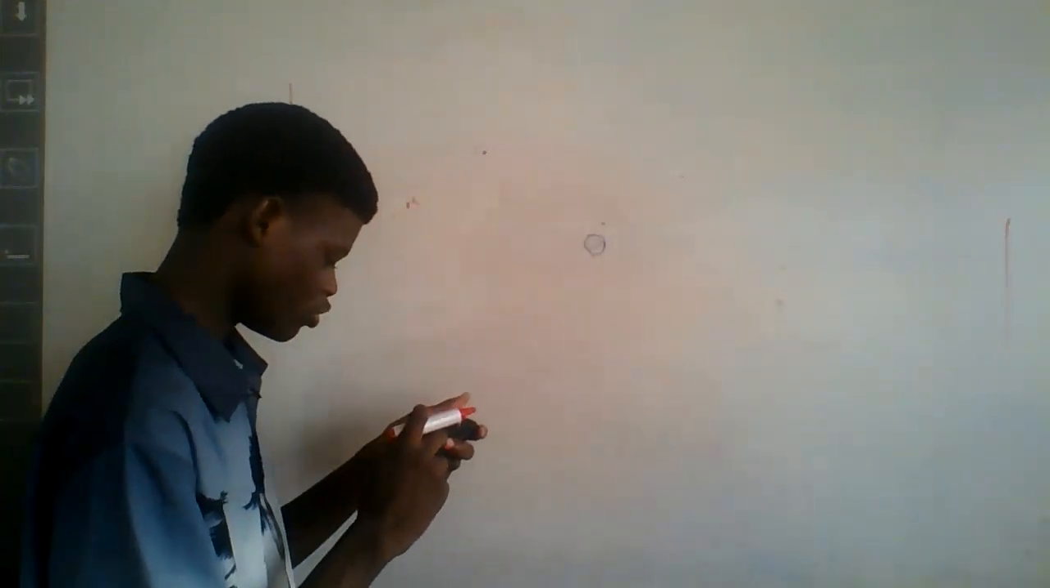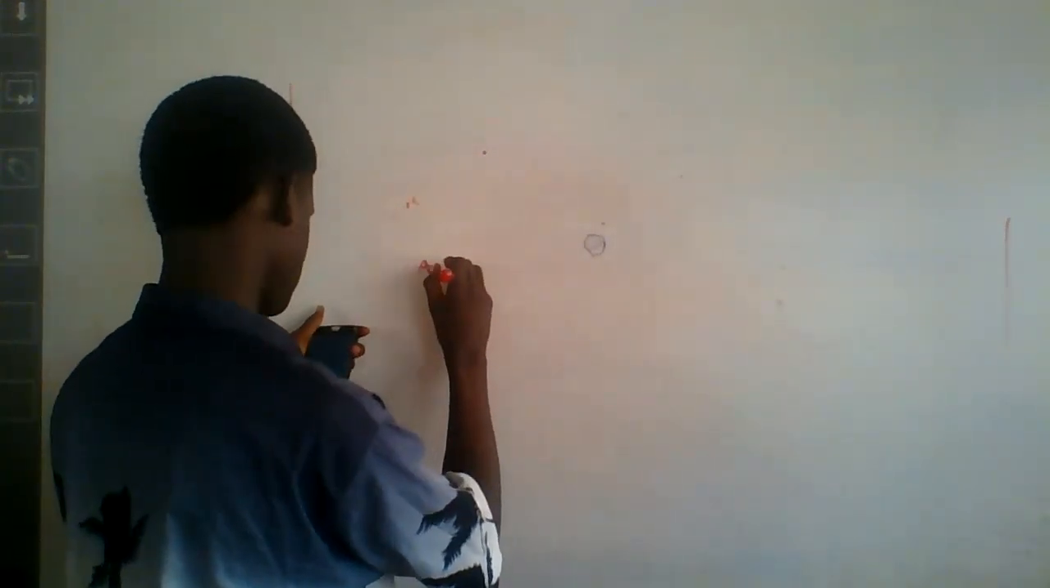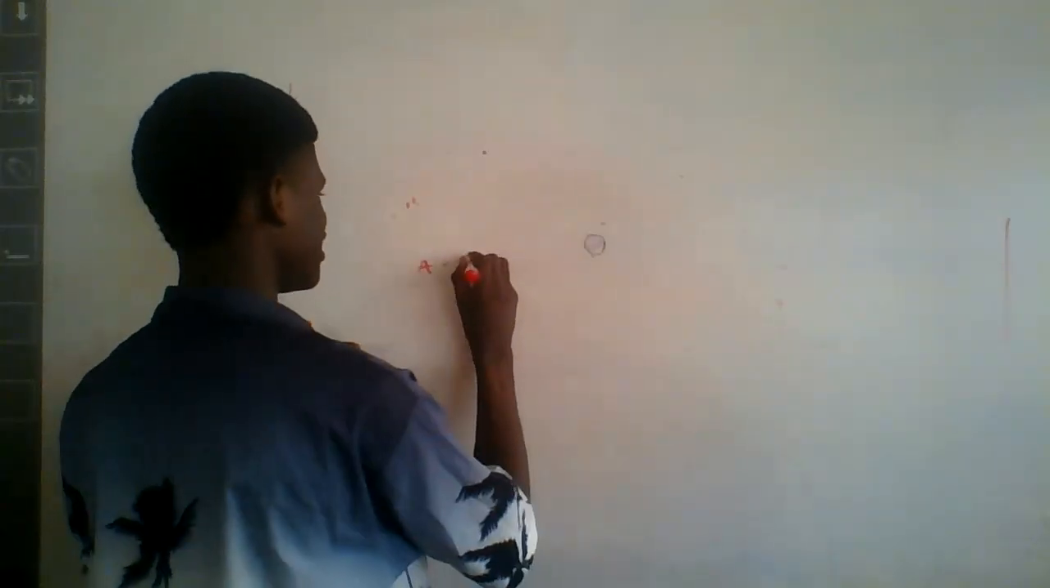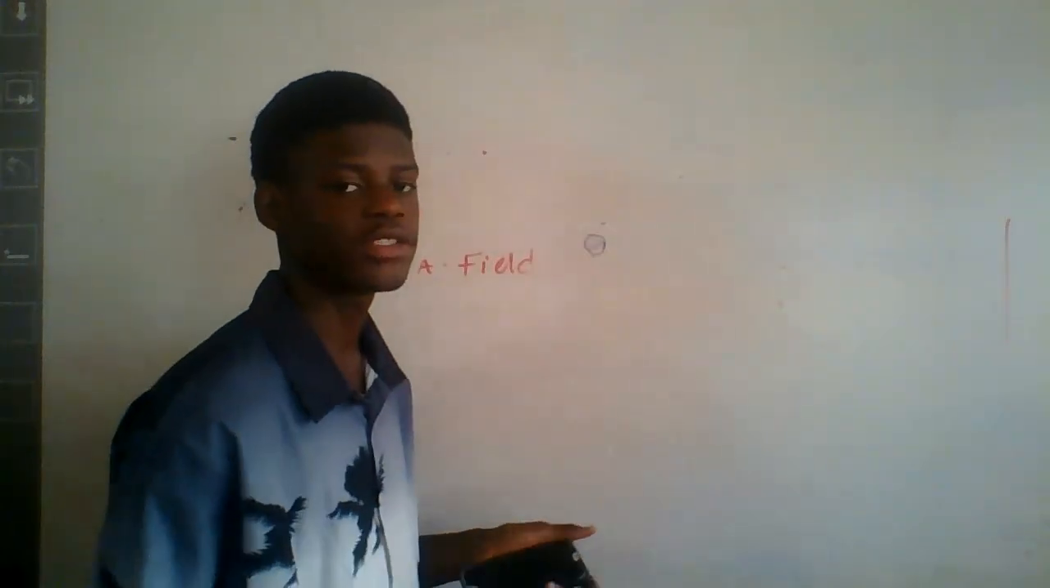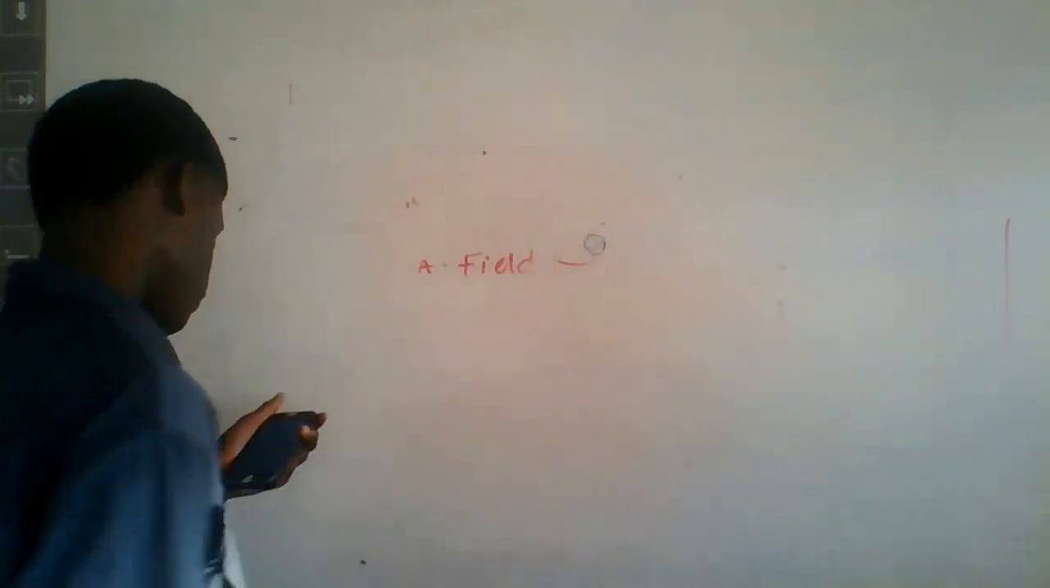So 16, they said which of these is a vector? A, electric field. Anything field, electric field, gravitational field, magnetic field, is always a vector. So A is a vector.